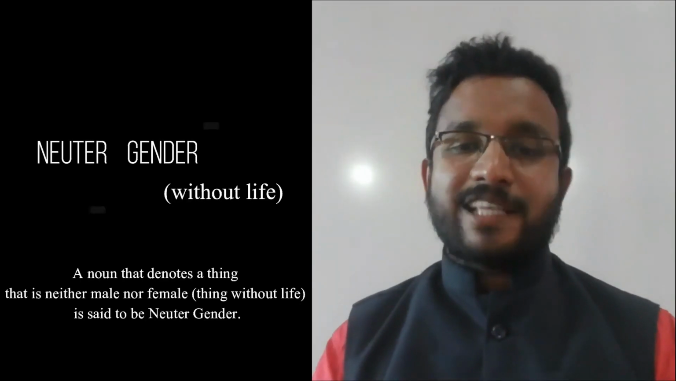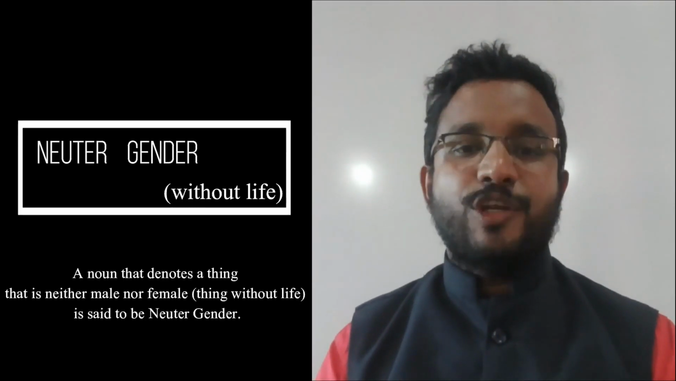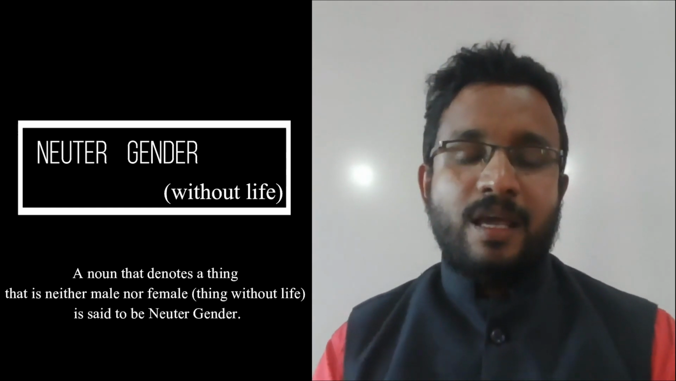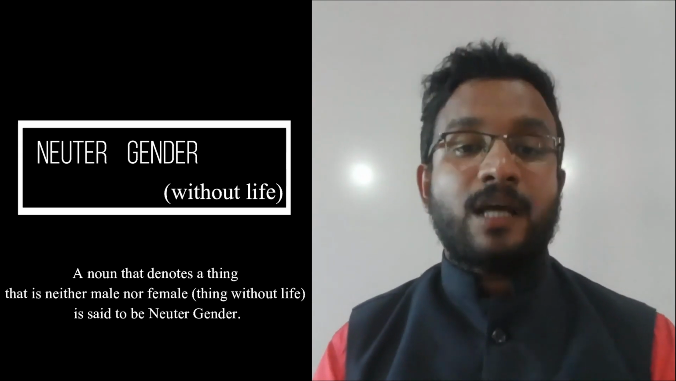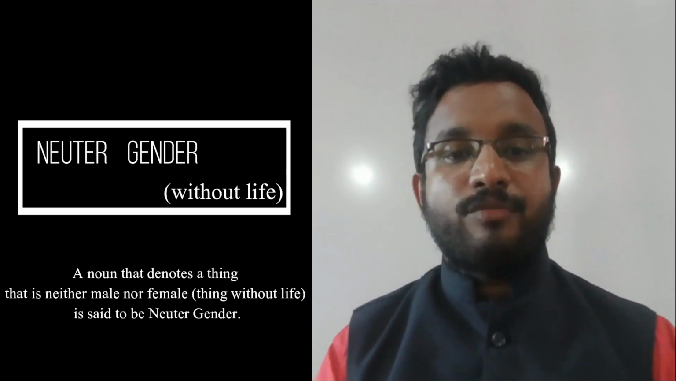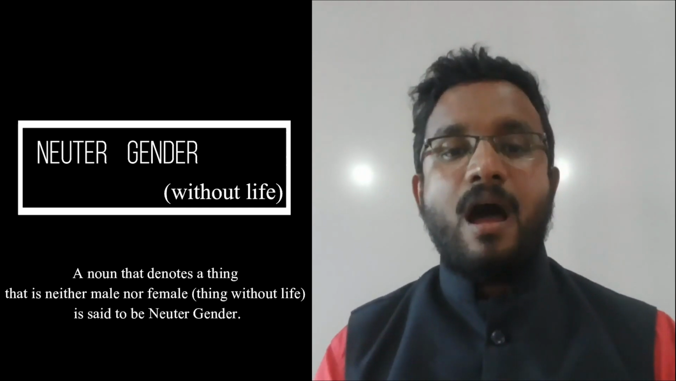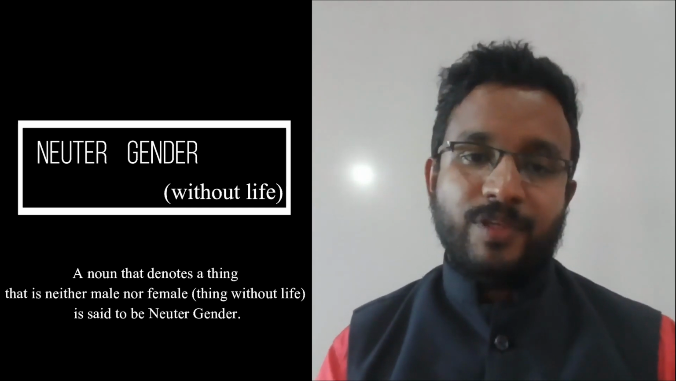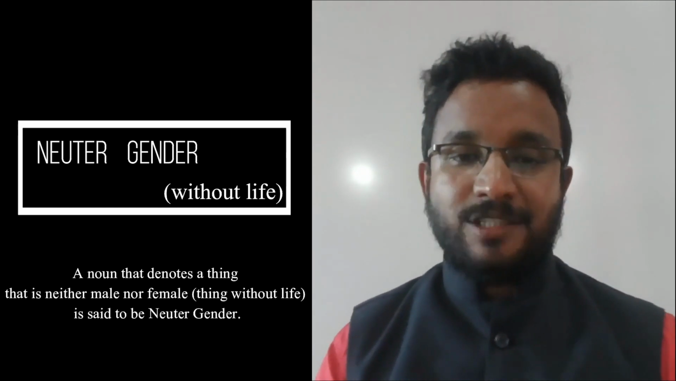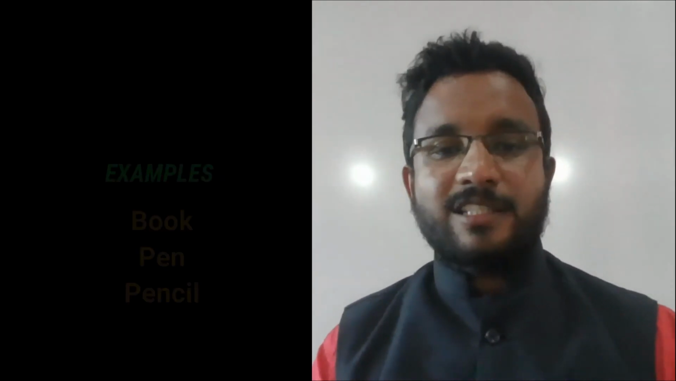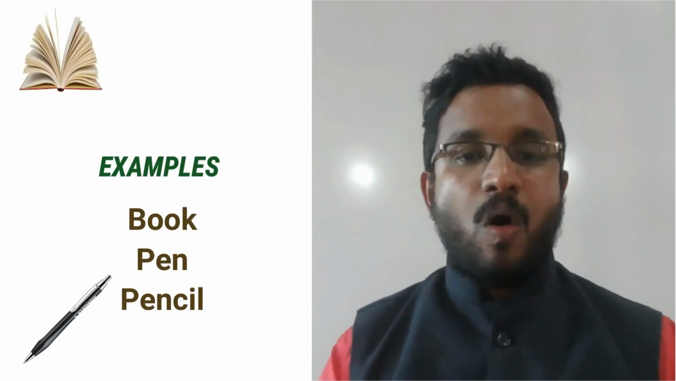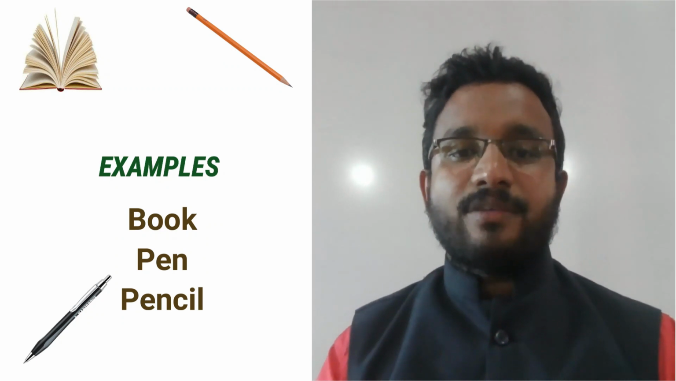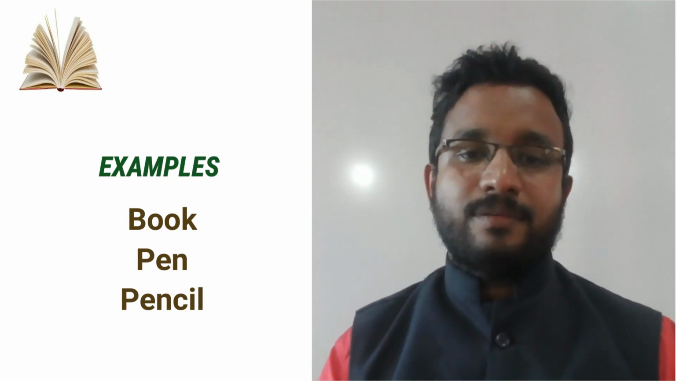Now, let us come to the next category of nouns, that is neuter gender. A thing that denotes no life, that comes under no category of masculine or feminine, is called neuter gender. Here, the term neuter means without life. Let us take some examples. Book, or pen, or pencil. They are things without life. Hence, they are said to be in the neuter gender.